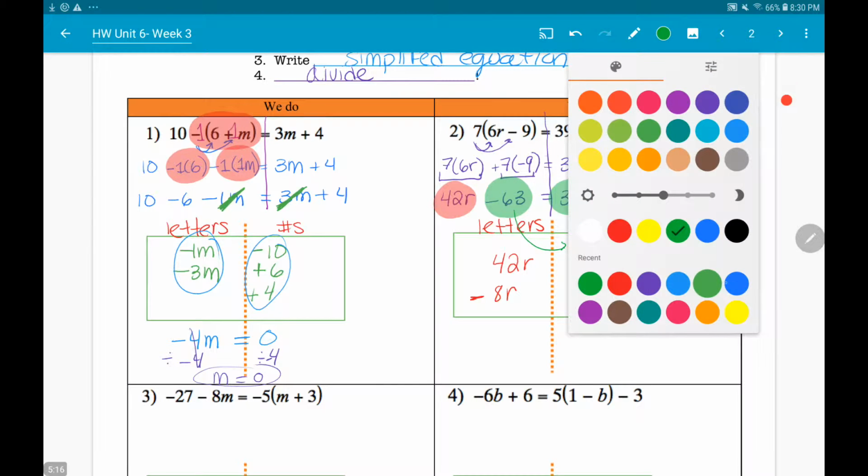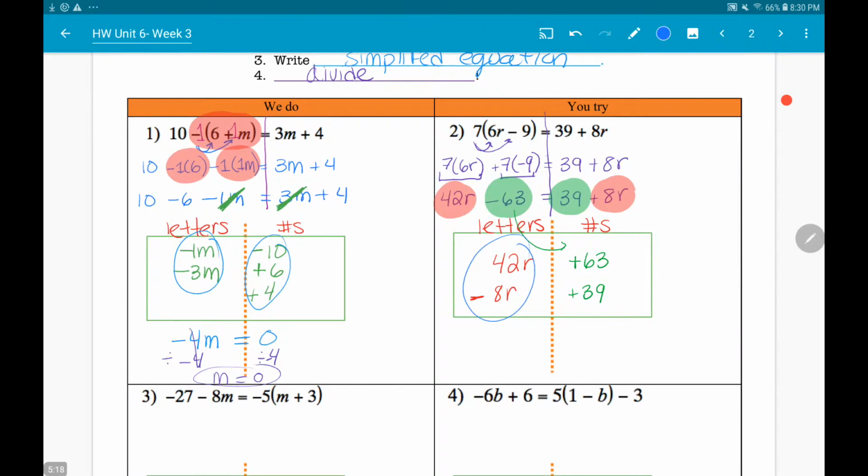Once they're on the same side, we are going to simplify by combining like terms. 42 take away 8. Go ahead and put that in your calculator. And the right side, same thing, calculator. And our last step, divide by the number next to the variable.